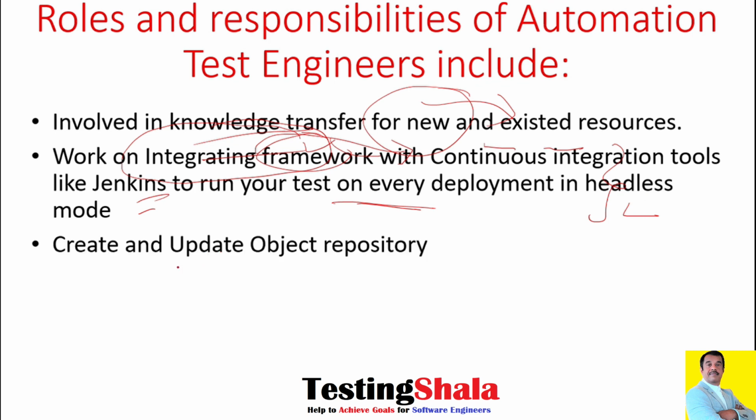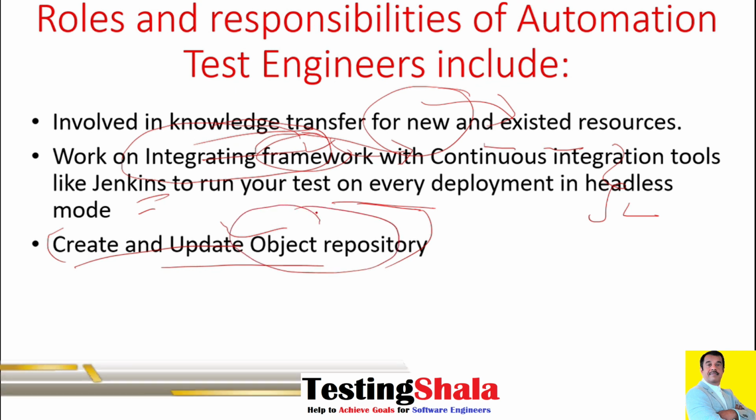It is a responsibility of the automation engineer to see that everything works properly and seamlessly during the integration. The next role and responsibility is creating or updating the object repository. This is also a very critical role, because maintaining the object repository is itself a key thing in any automation, whether in the form of creation or in the form of updation.